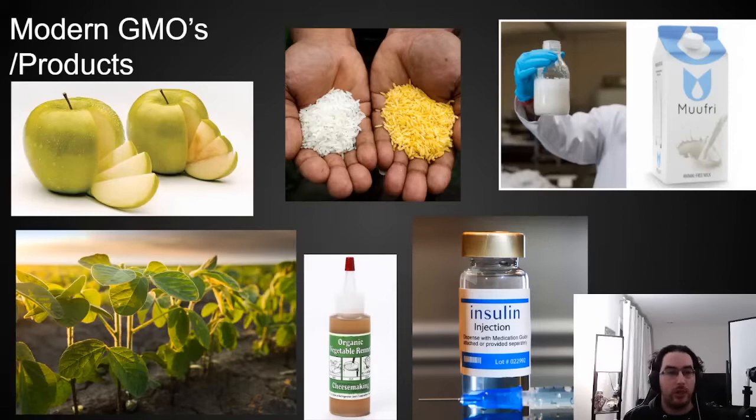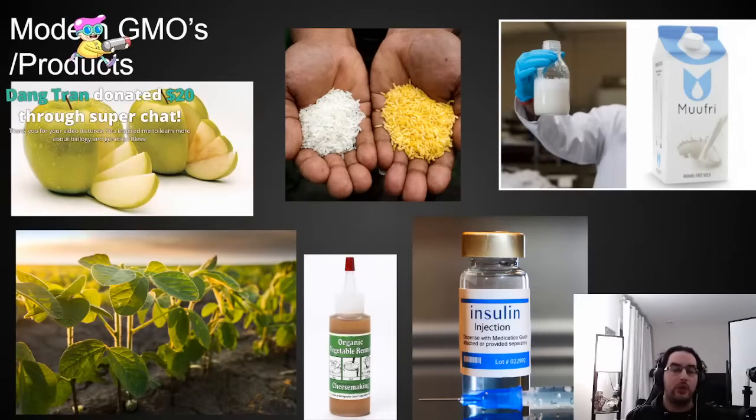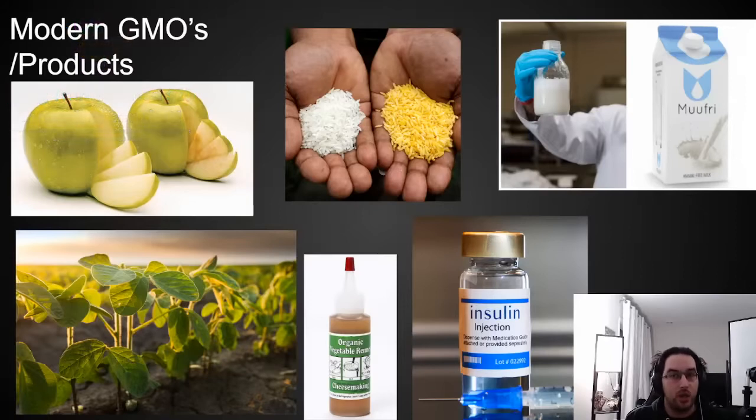So the first one on the left is non-browning apples. Apples brown because of a single gene. There's a single gene that makes them sensitive to oxygen, and it's highly pH sensitive. This is why if you chop up some apples and put them in a bowl with some lemon juice, they're much less likely to brown than if you just leave them out in the air. But that same gene that causes the browning, we can just get rid of.